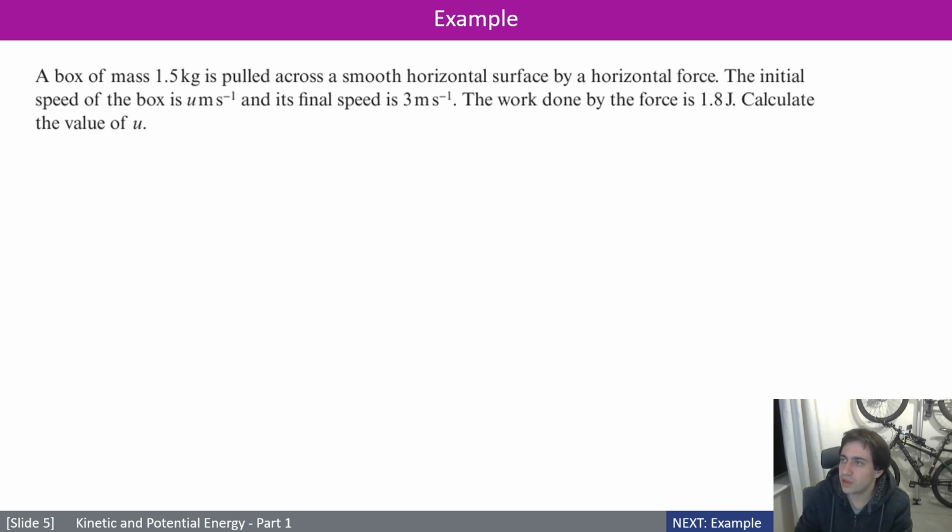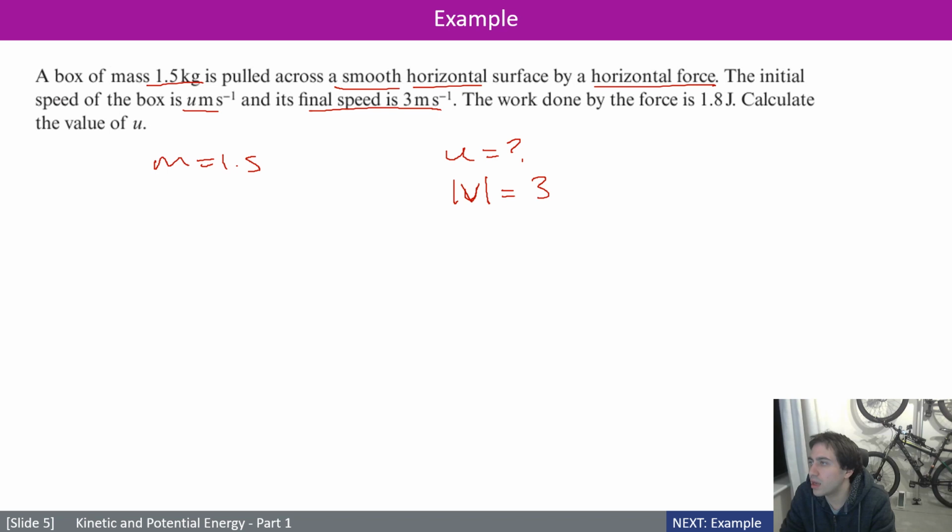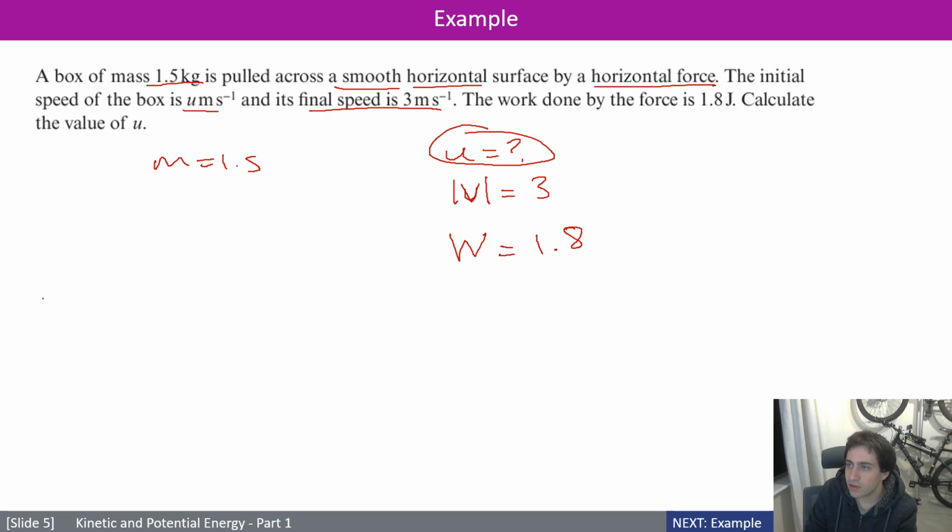Okay, so we've got an example of then using this. You've got a box, its mass is 1.5, pulled across a smooth horizontal surface by a horizontal force. The initial speed of the box is u, and the final speed is 3. So u we don't know, but the magnitude of the final velocity is 3. And the work done by the force, let's use capital W, equals 1.8. Calculate the value of u, this thing we don't know. So it's as simple as just writing out your equation, basically.